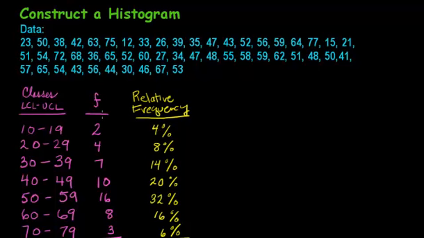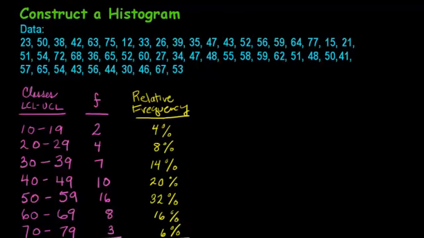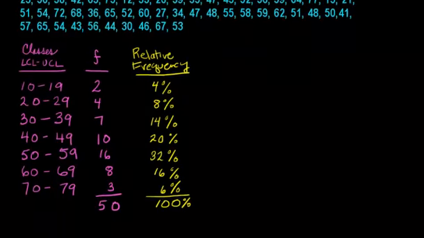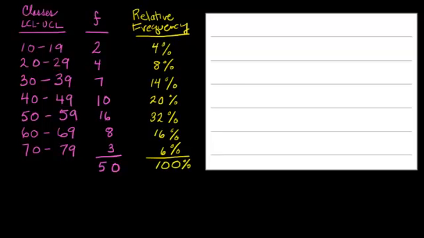So now we'll use the data in the frequency column to construct a histogram, and then we'll use the data in the relative frequency column to construct a relative frequency histogram. Okay, so we'll use this grid for our calculations and for our histogram.